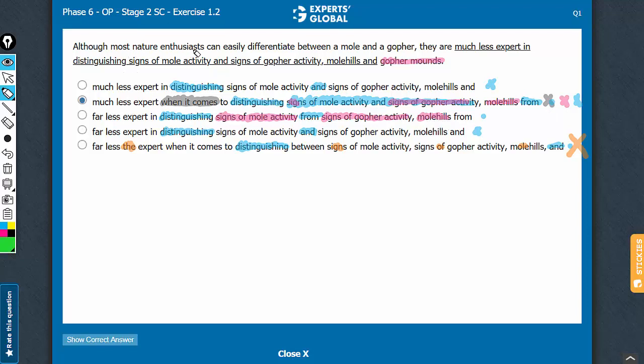Let's confirm choice C once. Although most nature enthusiasts can easily differentiate between A and B, they are far less expert in distinguishing C from D, comma, E from F. So broad construction, they can easily differentiate between A and B. They are far less expert in distinguishing C from D, comma, E from F. A very interesting question.